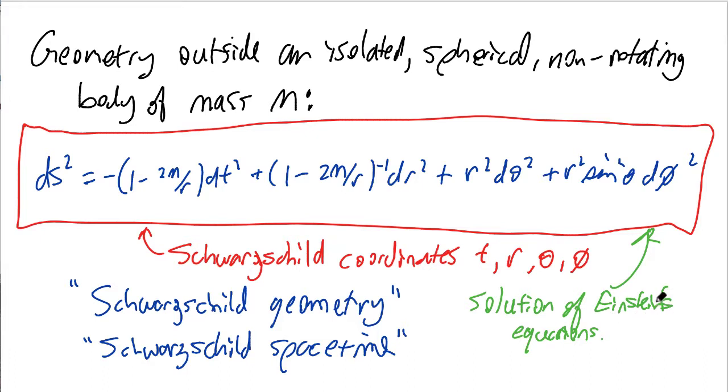Now, we haven't talked about Einstein's equations yet, but Einstein's equations relate the space-time curvature or space-time geometry to the matter distribution in space-time. And if we solve those equations for an isolated spherical non-rotating body, this is what we find. Of course, you might ask, how do we know that Einstein's equations are correct? And the answer is that they've been verified to a high degree of accuracy by lots of different experiments. So for now, let's just take this metric, this geometry, as a given that has been verified by experiment.